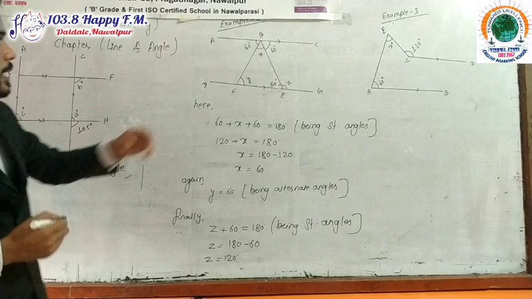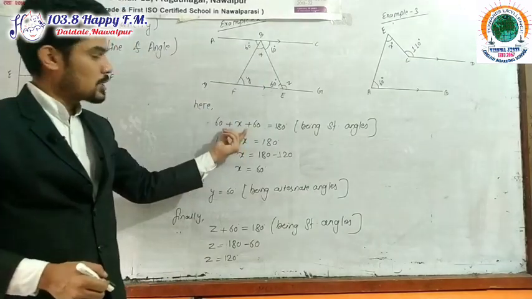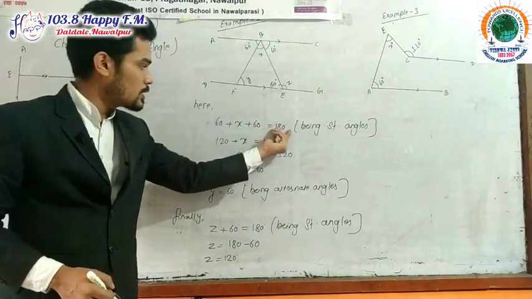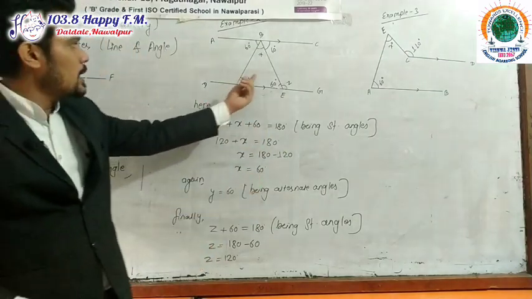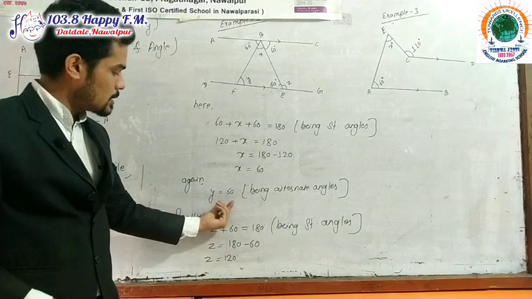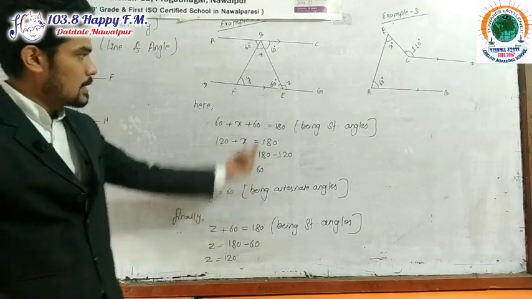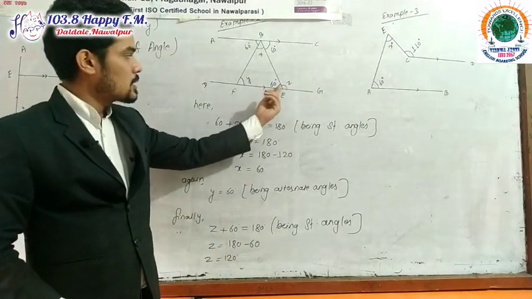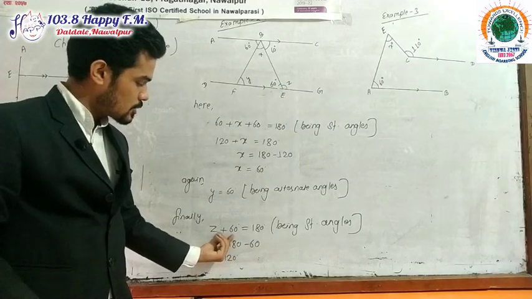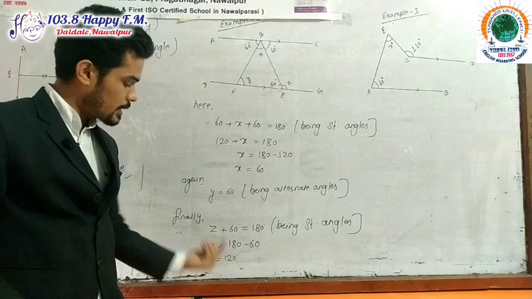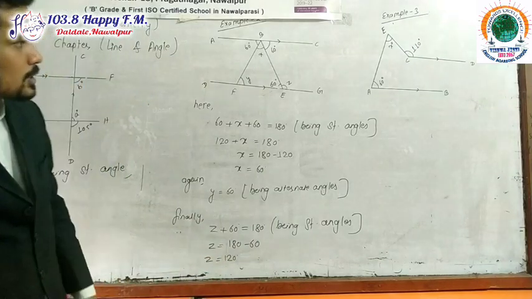Okay, these three angles form a straight angle. So 60 plus x plus 60 is 180 degree. From here we get the value of x as 60, and y and 60 are alternate angles. Y is equal to 60, and finally 60 and z are straight angles. So we get straight angle sum is 180. So from there we get the value of z as 120 degree.